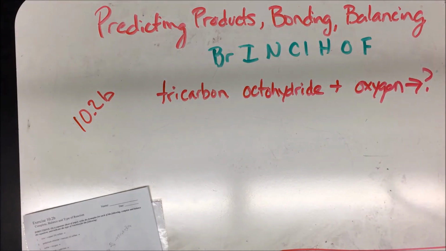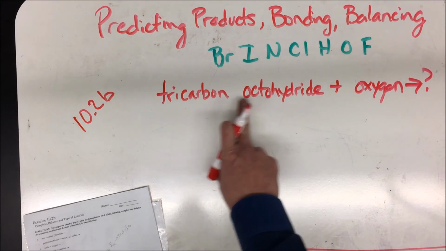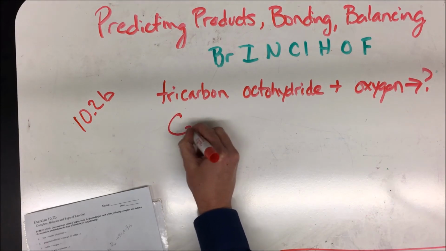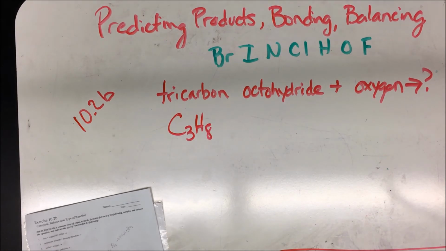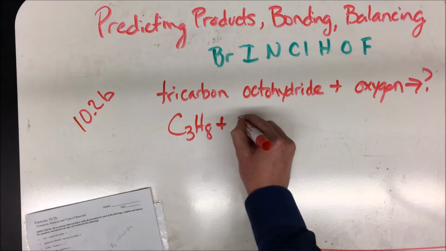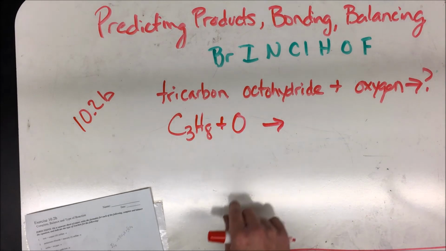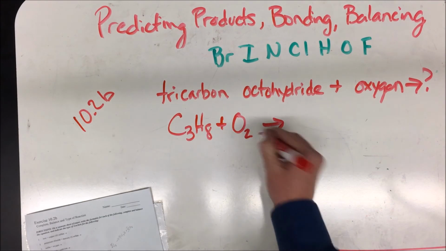yields who knows. All right, so this is covalent bonding now. We see the tri and the octa, and you have to know that's automatically covalent bonding. So tricarbon, that's C3 octahydride, H8. In layman's terms, this is propane, but in chemistry, tricarbon octahydride plus oxygen is going to yield, now, 2 things. First thing, that oxygen is all by itself. Remember, it's part of Brinkelhoff. We need a 2 there.